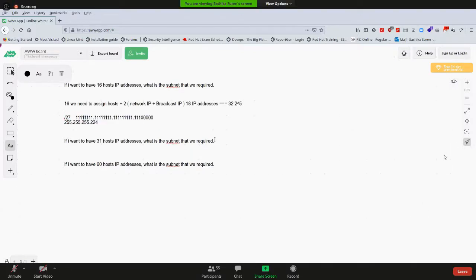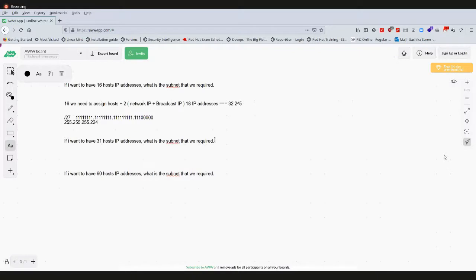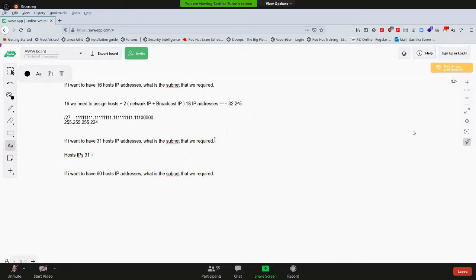So the next thing we will discuss is 31 host IP addresses. If I say the host IP count is 31, how many other IP addresses do we require? Another 2 reserved IPs, for the broadcast and the network. So we require 33 IPs. What is the nearest power of 2 for 33? 2 to the power of 6, which is 64.